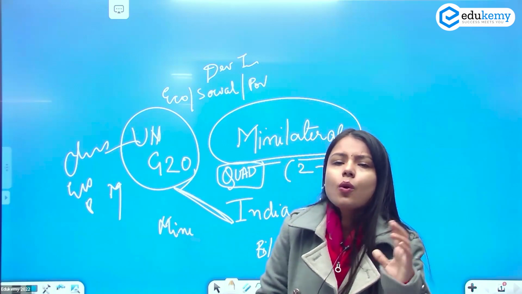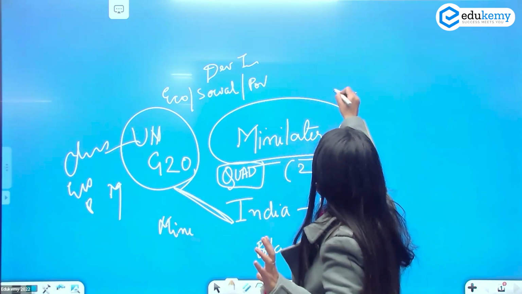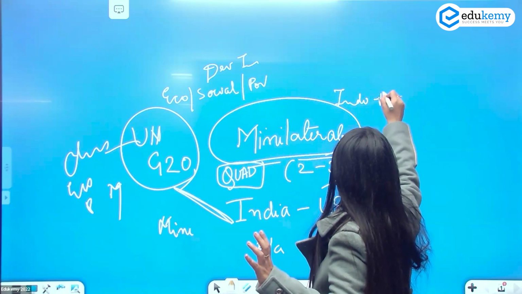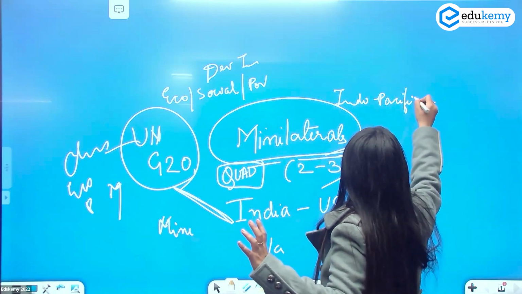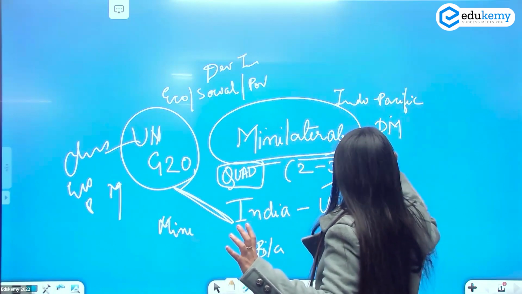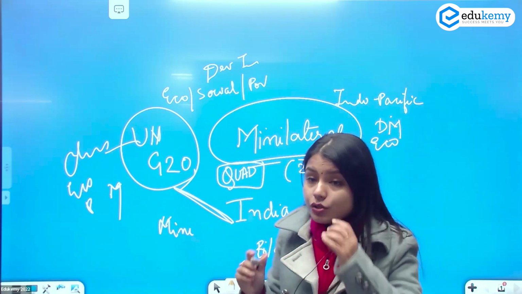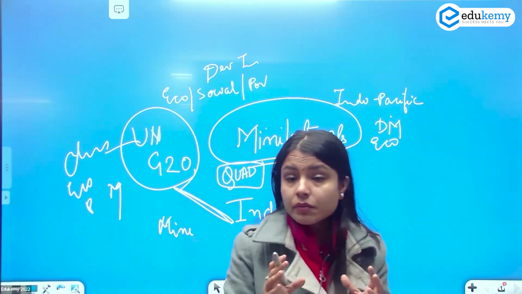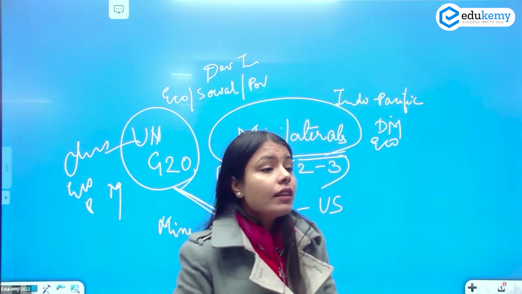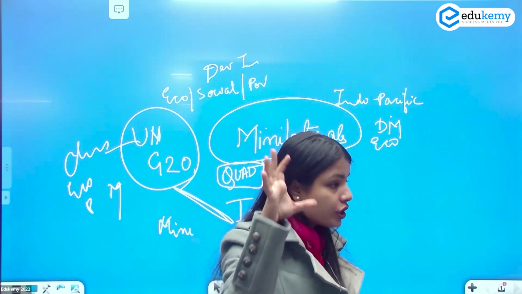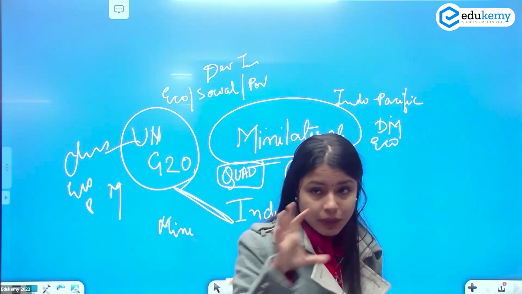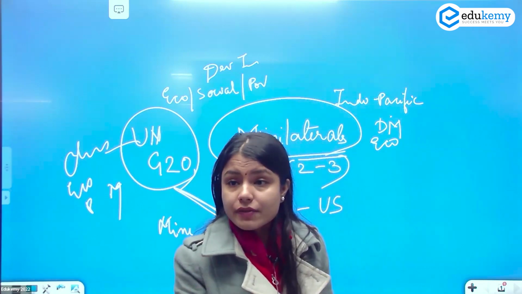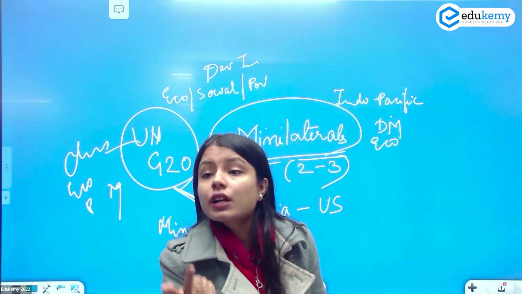So for example, Quad is concerned with what? The security of Indo-Pacific. So what more will it talk about? Disaster management or economics of Indo-Pacific. So try and understand. I'll give you the write-up, but understand this. What are minilaterals? Look at, understand this very carefully. They're not as big as the G20 or the UN. So they're not multilateral, but they're not bilateral as well because they include more than 2 countries.